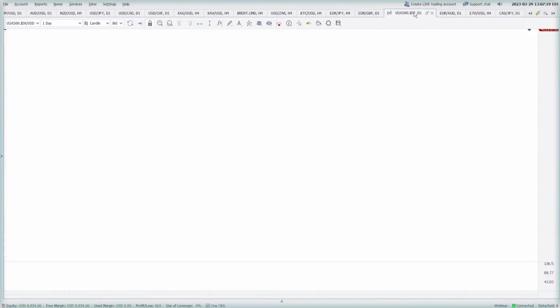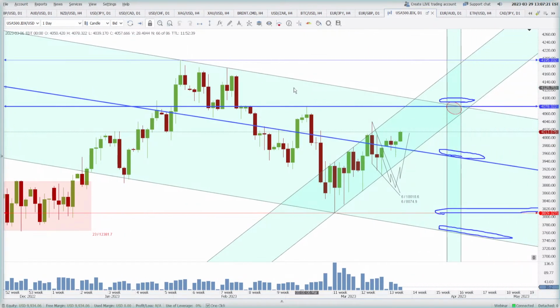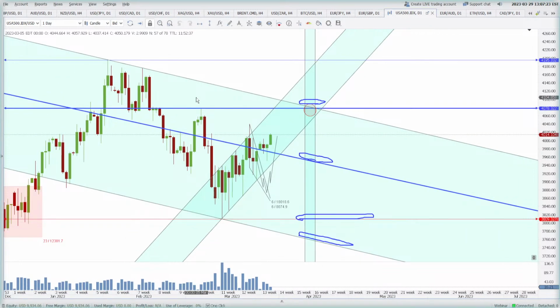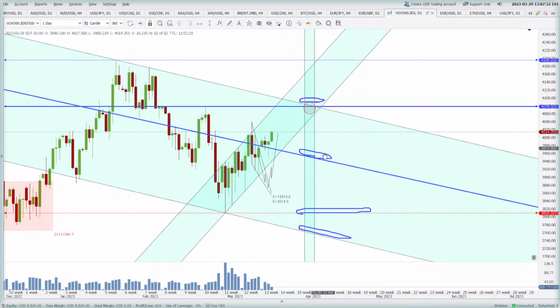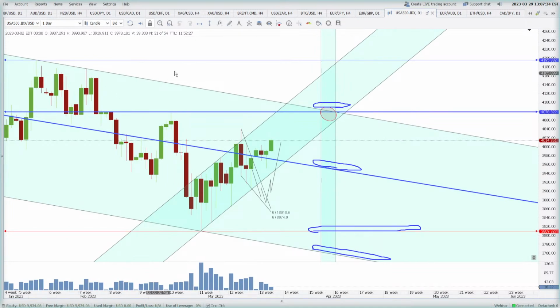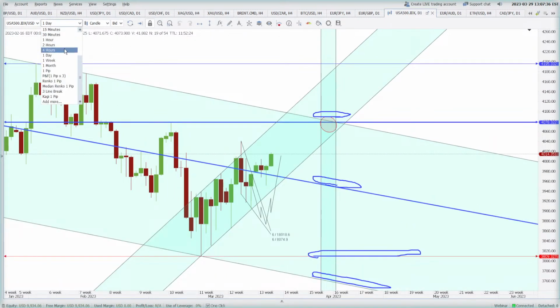Now the USA 500, which we also call the S&P 500, did I mention that I'm expecting 4078 to be tested in this market before we look for a selling opportunity, and that is exactly what is happening right now. That is exactly what is happening, guys.